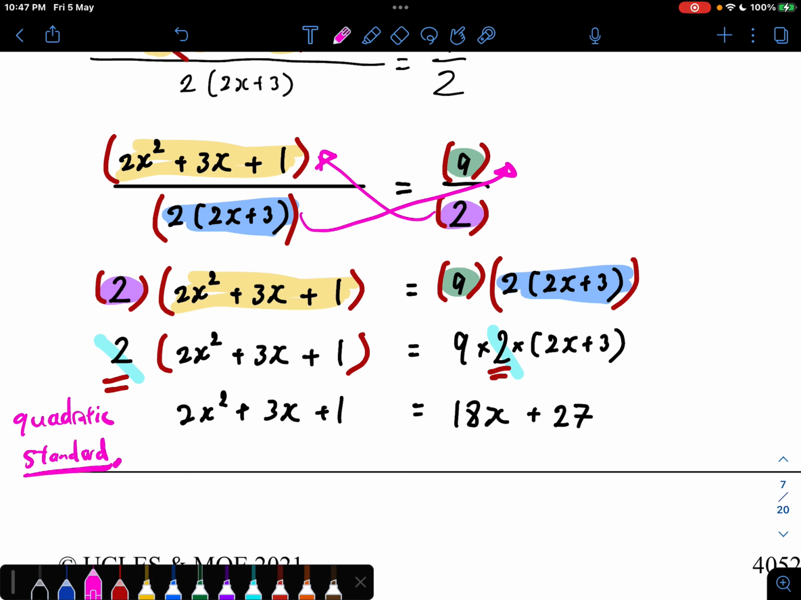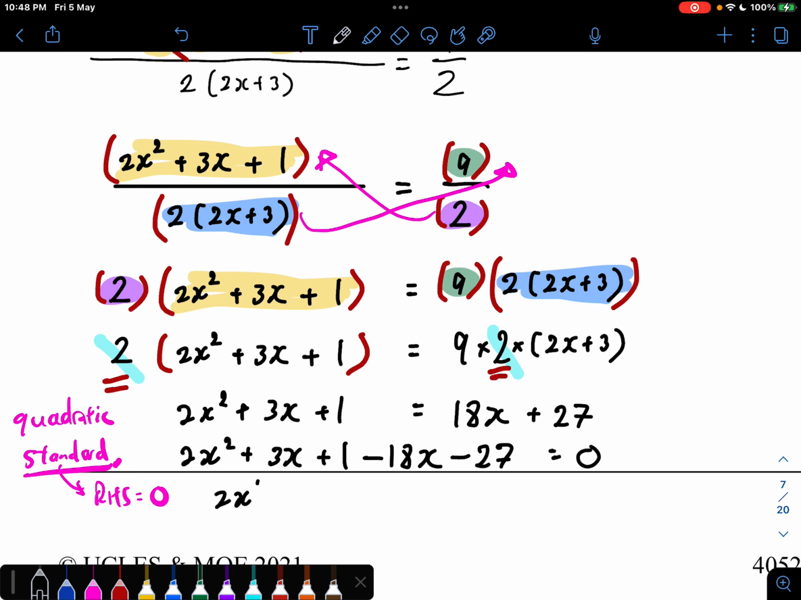Standard form. What is standard form? Right hand side equals 0. Okay, here right hand side clearly is not equals to 0. 18x plus 27, you need to bring it over to the left. So let's do that. Copy the left hand side first. 18x bring over becomes a minus 18x. Positive 27 bring over become minus 27 equals to 0.